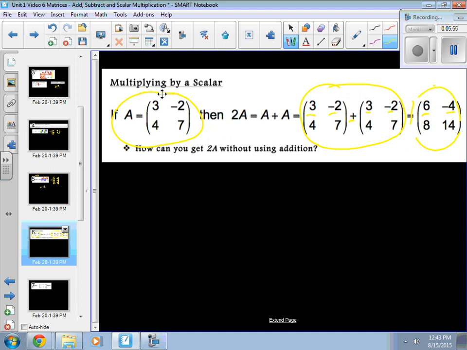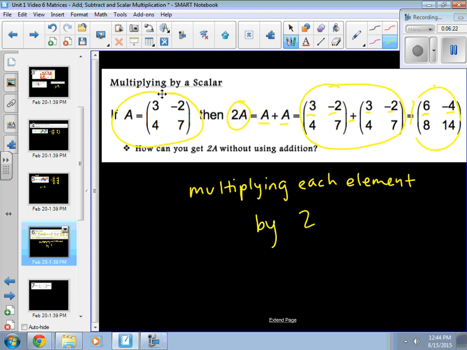Well, if you add A plus A, that would be the same as 2A. And what's the same as finding 2A without adding? It would be multiplying, same as multiplying each element by the scalar number of 2.